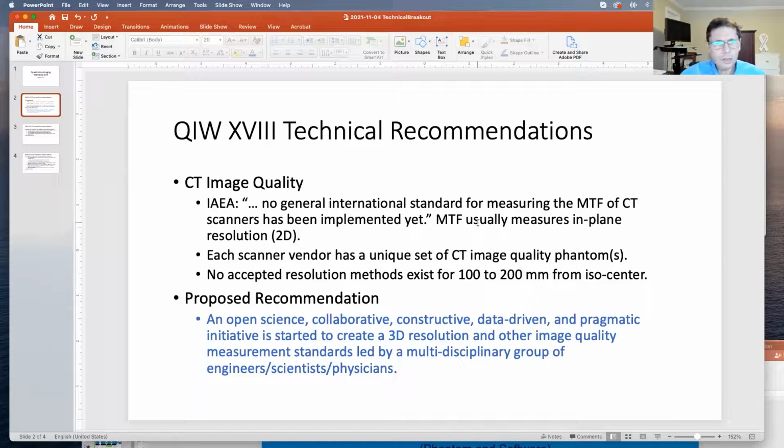So the first thing I wanted to bring up with this group and discuss is a proposed recommendation, which you can read down here, which is that an open science, collaborative, constructive, data-driven, and pragmatic initiative is started to create a 3D resolution, and other related image quality measurement standards, led by a multidisciplinary group of engineers, scientists, and physicians. So first question to folks, how do you feel about this technical working group here coming up with a recommendation of this type?